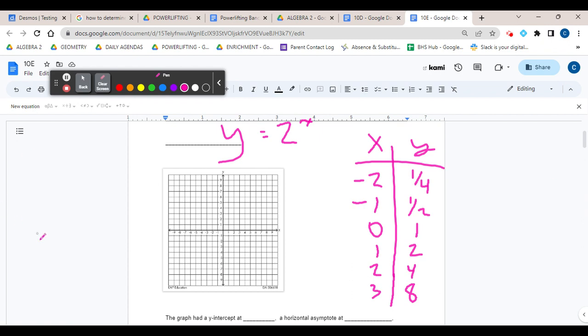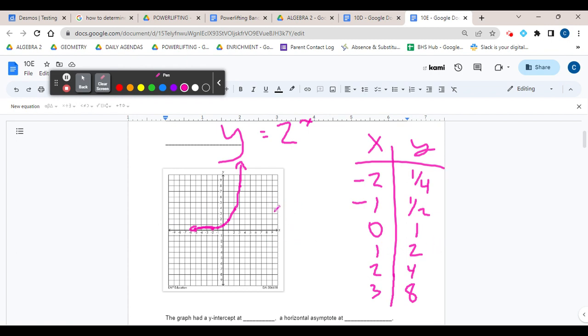So we're to graph this thing here. So we have -2, 1/4, -1, 1/2, and then 0, 1, and then 1, 2. Then we have 2, 4, 3, 8. All right. So we see our parent exponential function is going to kind of look something like this. And as you know, it would kind of level off going down here. It would never get equal to 0, no matter how negative the x values would go.